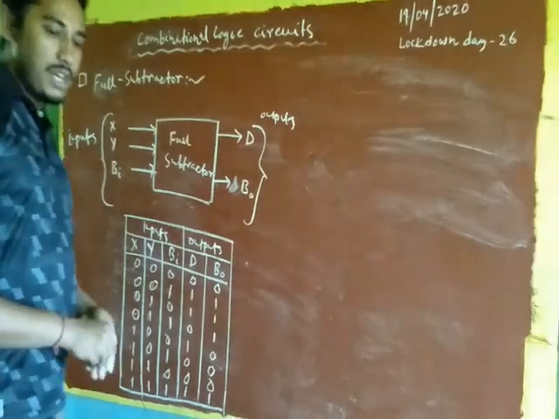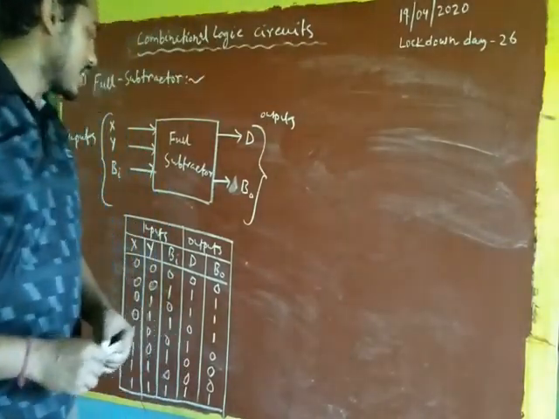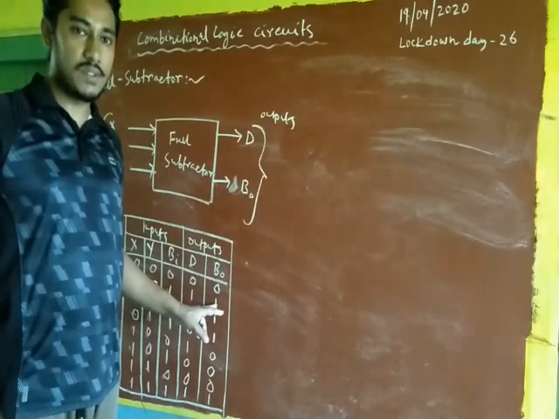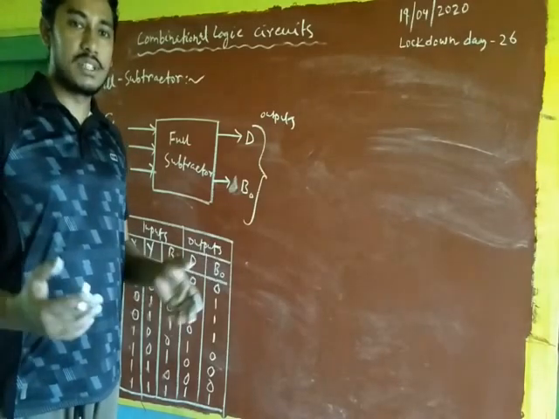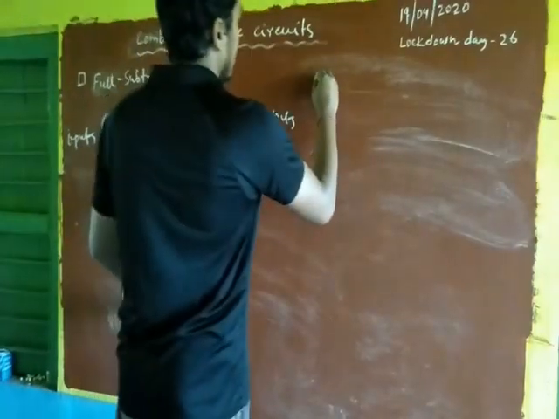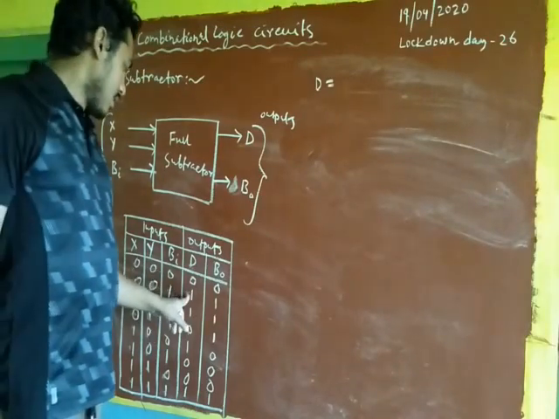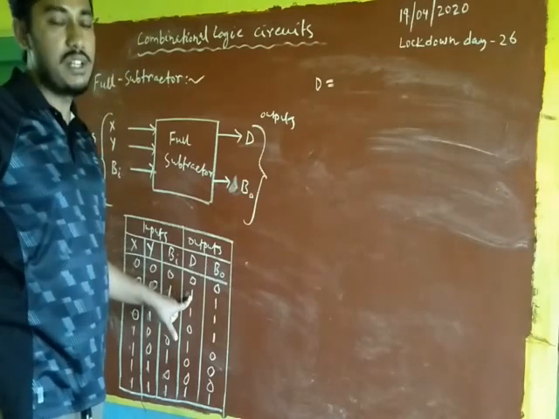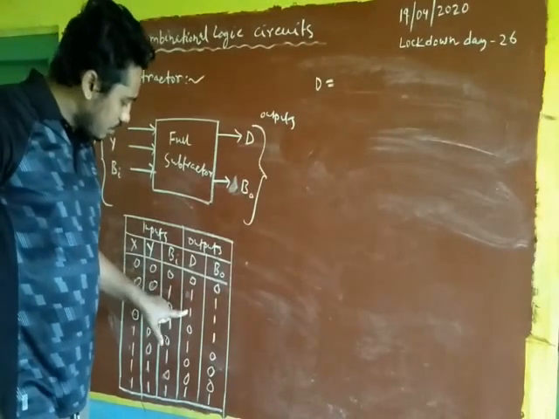Now from this truth table we need to design the expression for difference and the expression for B out. After getting the expression, we need to simplify it in order to design the logic circuit. Finally, our aim is to design the logic circuit using fewer logic gates. Now for this D, I am writing D. We can get the expression for D by summing up all those input combinations for which difference D is 1. So how many product terms will be there in the sum of products expression? 1, 2, 3 and 4.